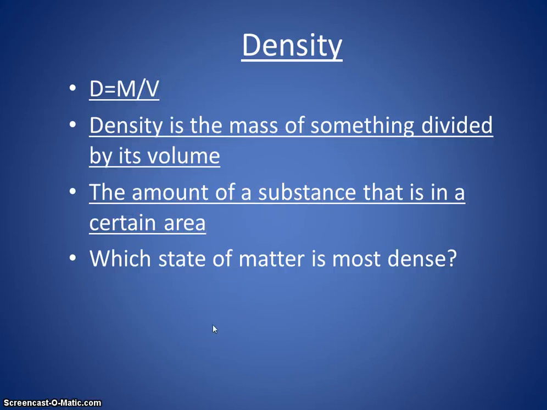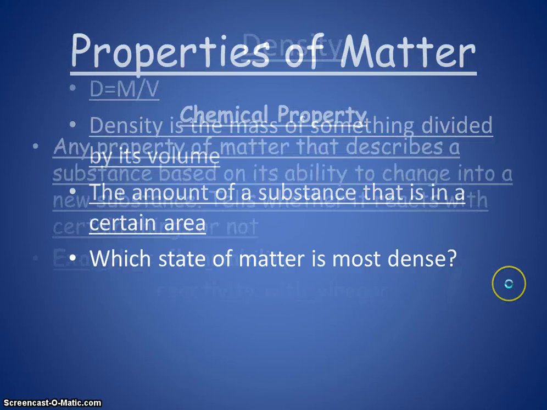And so if we're talking about that, which state of matter might you imagine is most dense? You would probably want to say a solid because it is tightly packed. We learned that solids are tightly packed together. So a solid would be more dense, whereas a gas would be the least dense. So it's the amount of stuff, right? The amount of something, the mass of something that's in a certain area, that's in a certain volume.